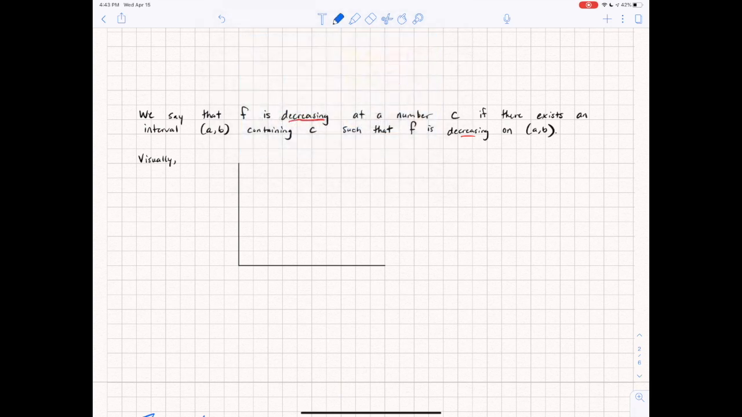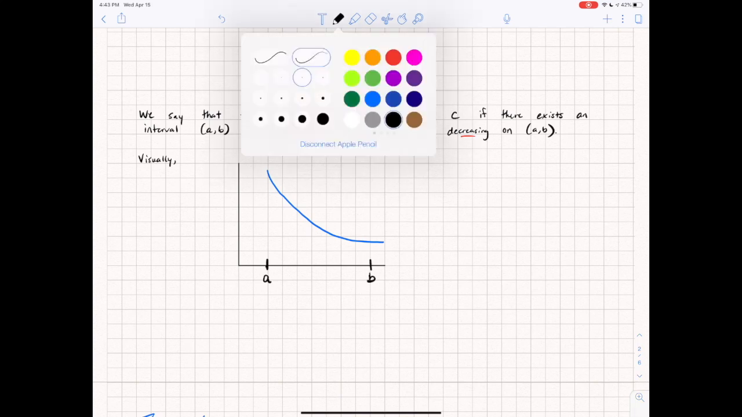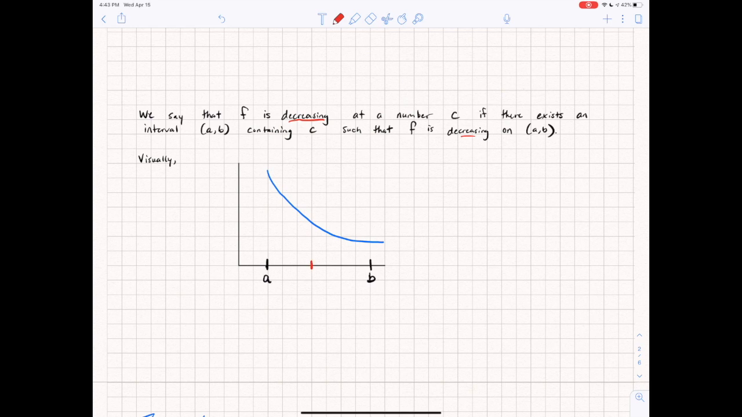And I was to draw a graph that I know is decreasing, so starting from left to right, it falls like this. Well, I know this is decreasing over the interval from A to B. So if I was to pick a value C in here, again, let's just say I picked right here. You could really pick anywhere in between these two values. And then I went up to my curve. I could essentially say this statement here that I know that f is decreasing at this number C.